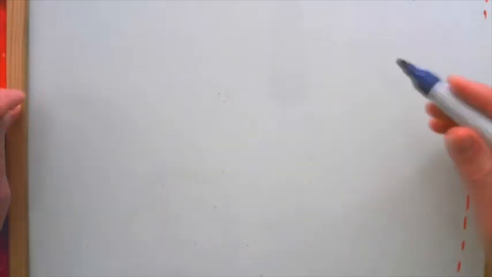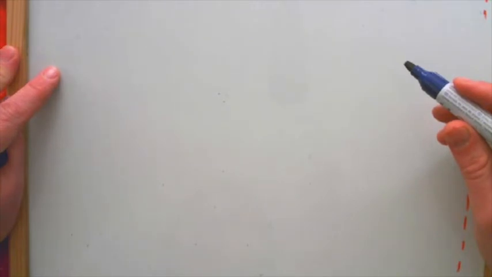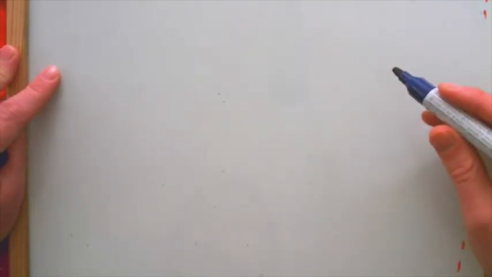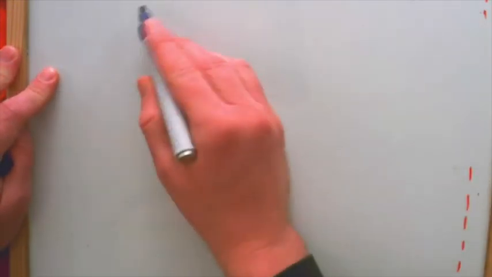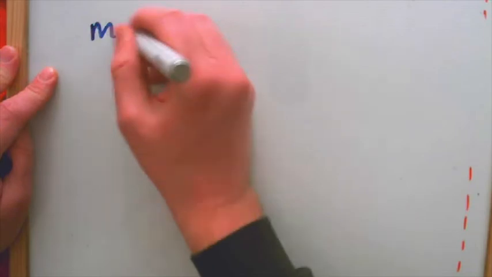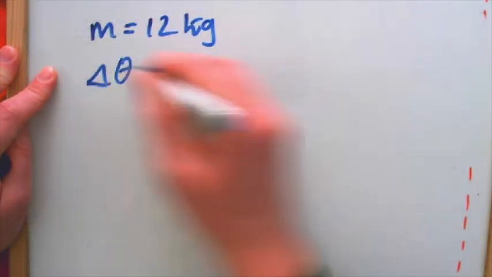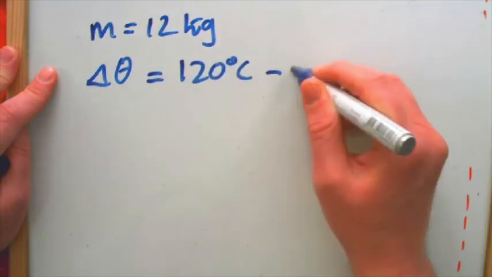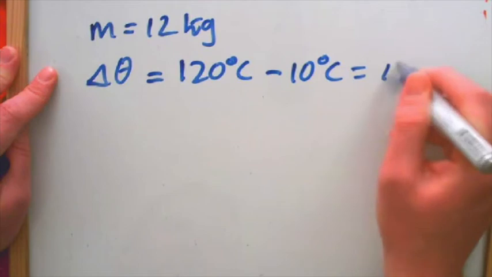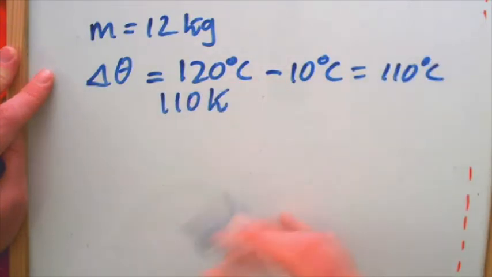Okay, they've given us a relatively straightforward one now. So how much heat energy is needed to raise the temperature of 12 kilograms of copper from 10 to 120 degrees Celsius? Okay, so we're given our mass is 12 kilos. The change in temperature we're looking for is the final temperature of 120 degrees Celsius minus the initial of 10, which is 110 degrees Celsius, or 110 Kelvin, which we're going to use.